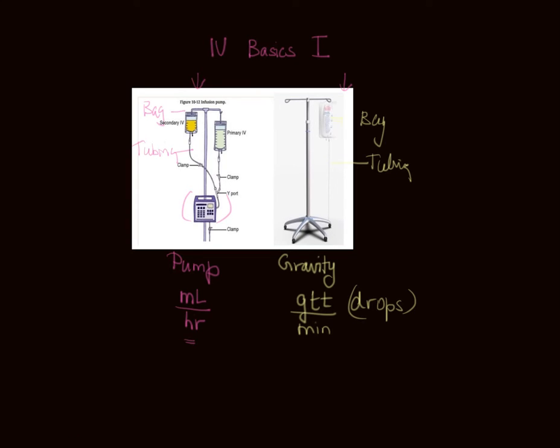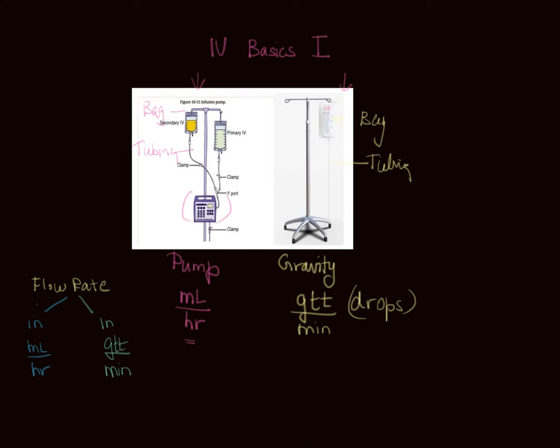Now sometimes in the math questions, you're going to see terms such as flow rate. The question is going to ask you, what is the flow rate? If you think about it, what is flow rate? It's nothing but the rate at which the IV is flowing. So the question may say something like, what is the flow rate in mLs per hour? That tells you that you're running a pump. Or the question might say, what is the flow rate in GTT per minute? That's your clue that this IV is running on gravity.